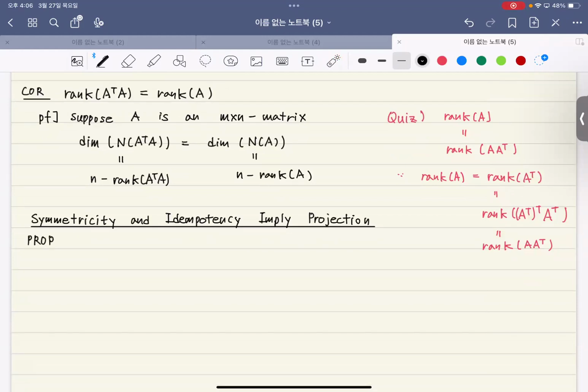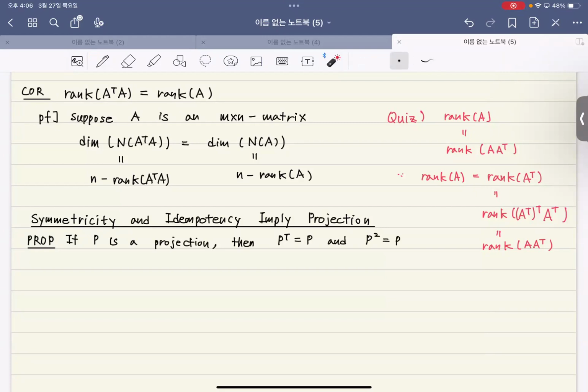Right, so let me prove this. If P is a projection, then P is symmetric and P squared is P. So P is a symmetric matrix and P is an idempotent matrix.